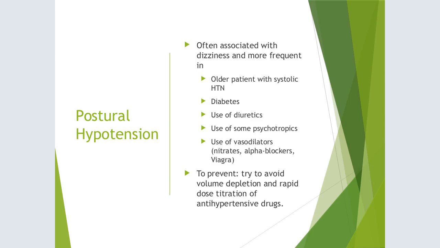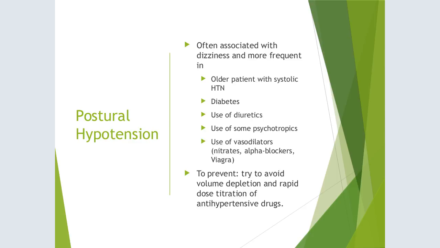Postural hypotension is often associated with dizziness and more frequent in an older patient with systolic hypertension only, patients with diabetes, patients who are on diuretics. Some patients who take certain psychotropics can also have some postural hypotension. Alpha blockers are notorious for it, so is Viagra and anything that falls into the line of Viagra, which includes all those little medicines, okay?